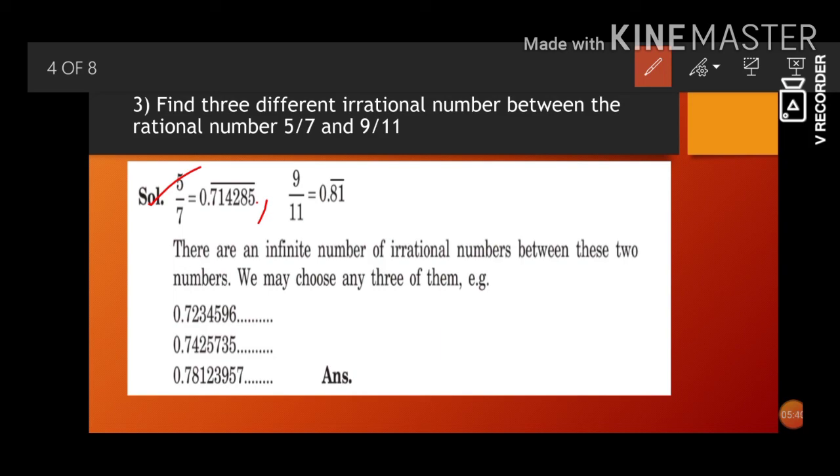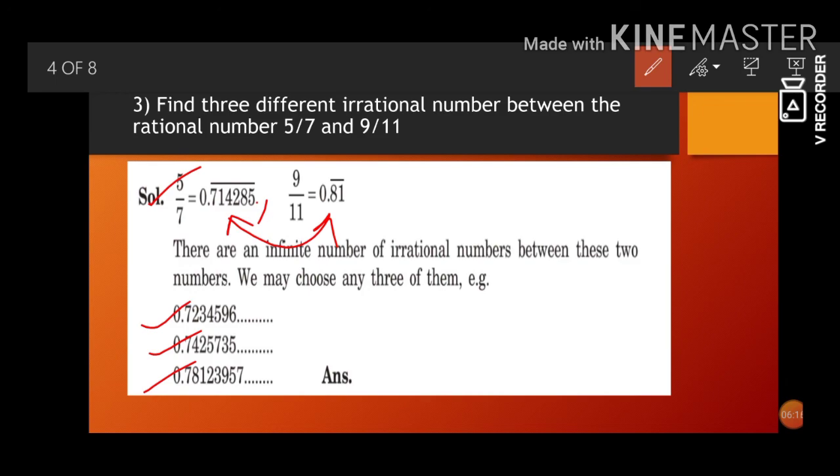So we have to write any three numbers between these two numbers in decimal expansion form. So they can be 0.7234596..., 0.742575..., and 0.7812395.... The choice of numbers between the two numbers in decimal form can be infinite.